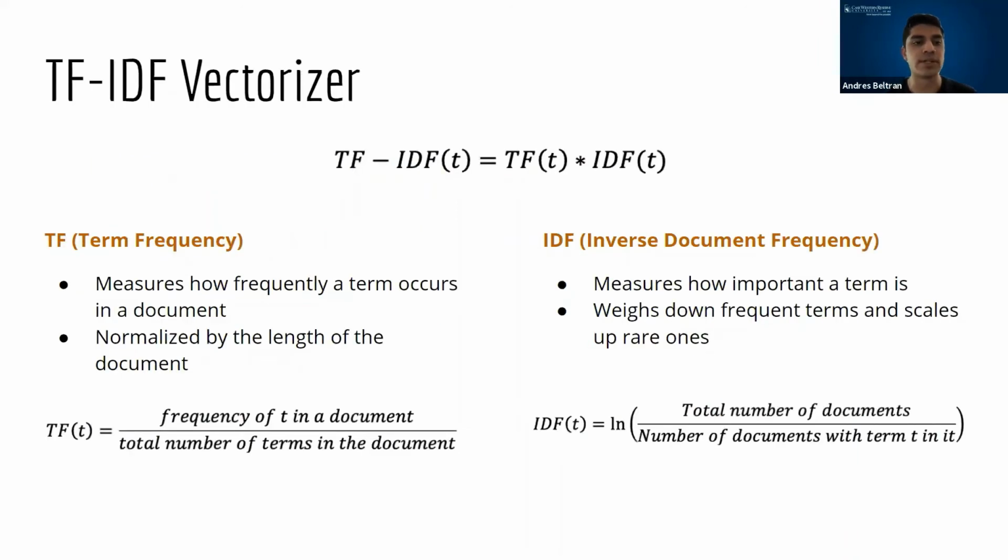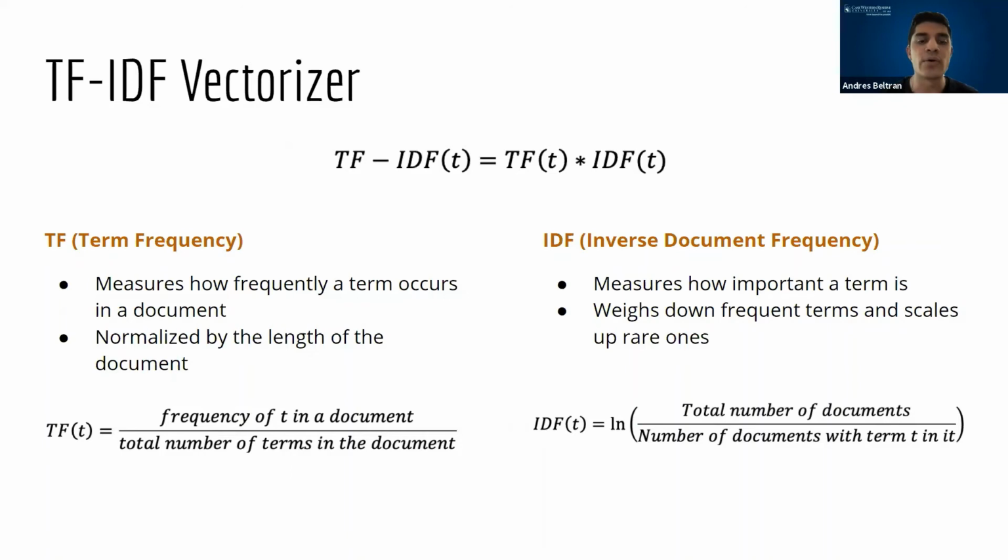So here's a more detailed explanation of how the TF-IDF vectorizer works. This is just going to be the product of the TF and the IDF. TF stands for term frequency. This basically measures how frequently a term occurs in a document, and this value is normalized by the length of the document. So you can see in the formula on the left that the TF of a term or token T is just going to be the frequency of that token in the document divided by the total number of terms in the document.